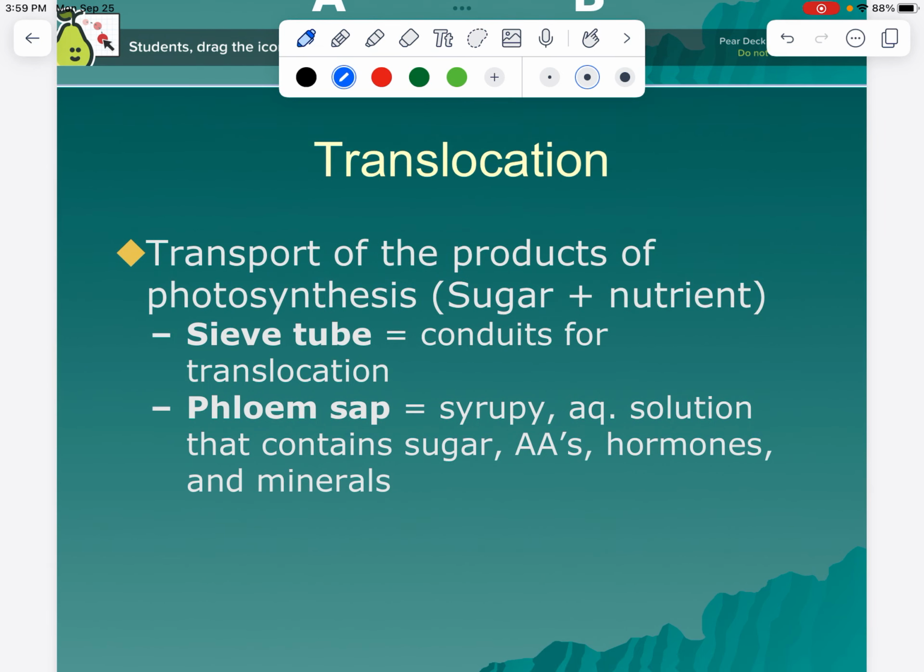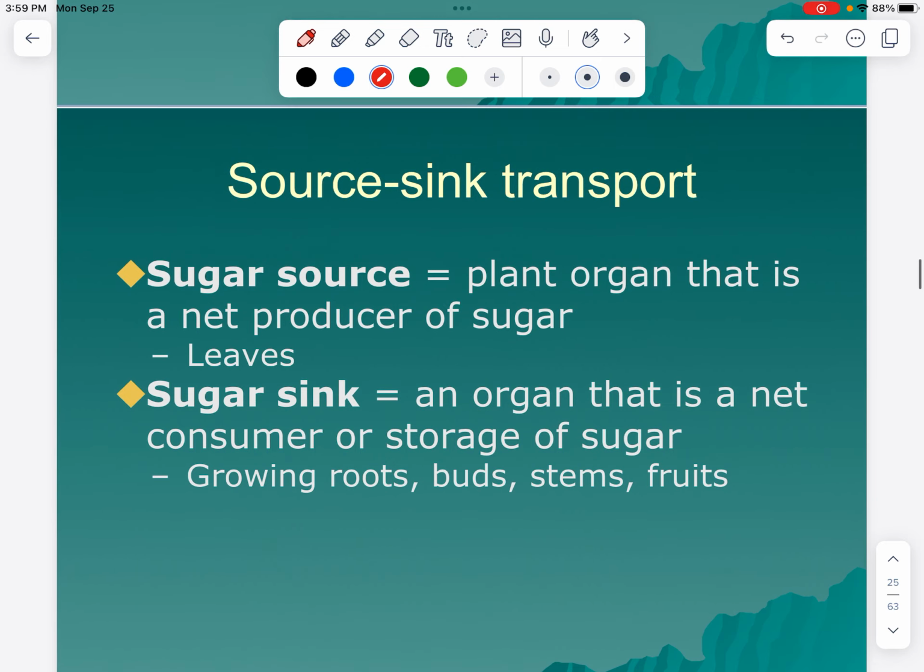Okay, now I'm going to briefly talk about translocation. Now, remember, transpiration refers to how water is transported within the plant. Translocation refers to how sugar is transported within the plant. In order to understand how this process works, you have to understand these two terms.